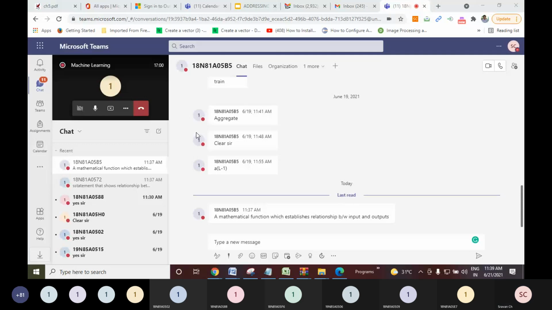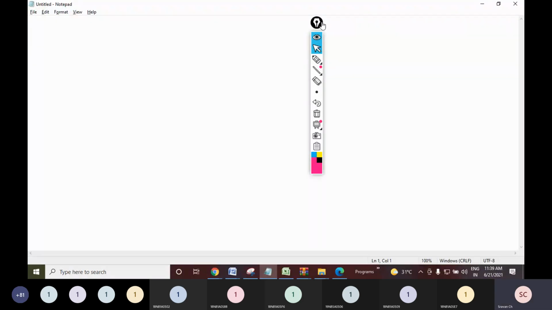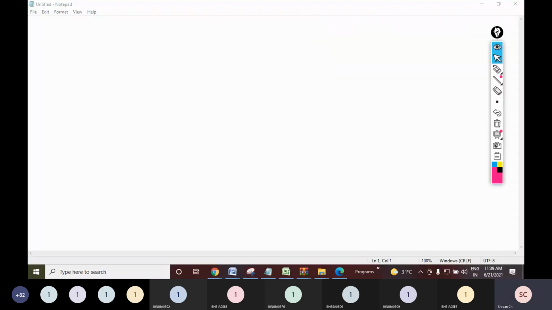So friends, we know very well that a hypothesis is a mathematical function. In Find-S we had a hypothesis. If you remember, in Find-S we were getting only one hypothesis, which is called the most specific hypothesis.